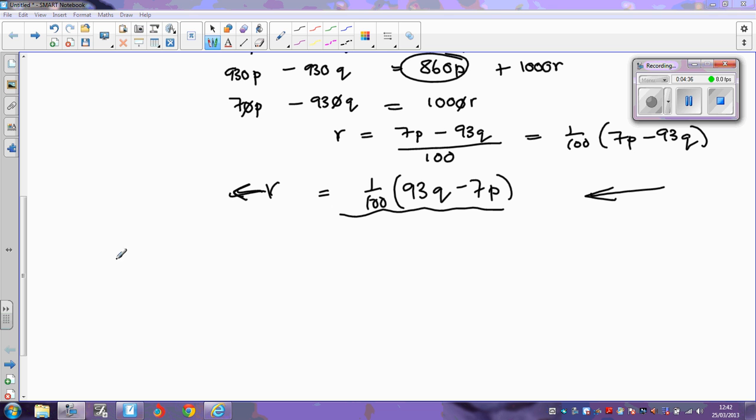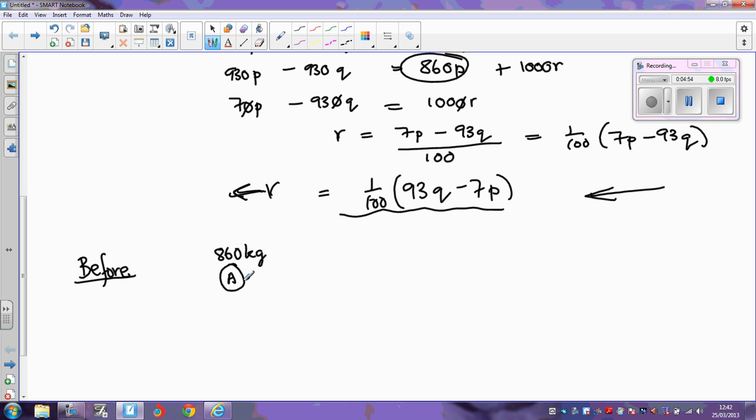So I've now got a new before and after situation. I'm now going to take before to be after the passenger has jumped from one boat to another. So before anything else changes, we've now got punt A, which has a mass of 860 kilograms, continuing with speed p because its speed hasn't changed, and punt B, which now has the greater mass because the passenger has moved, 130 kilograms, moving in this direction with speed r.